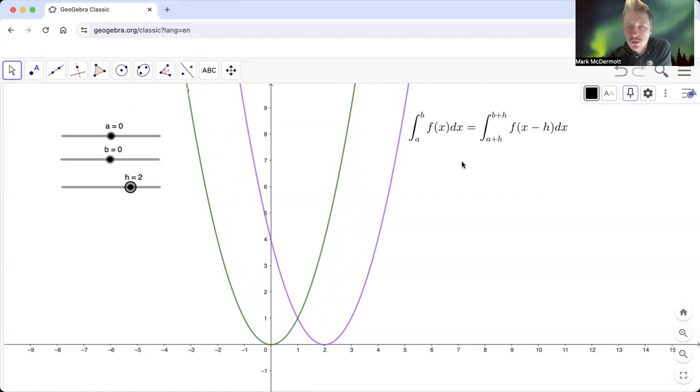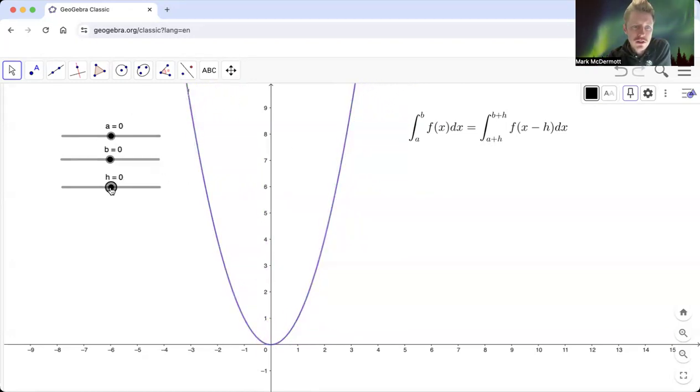And then what we want to do is talk about the areas underneath. So if we put h back to 0 for now, let's just consider f of x between the points 1 and 2. So we're finding the area underneath x squared between 1 and 2.